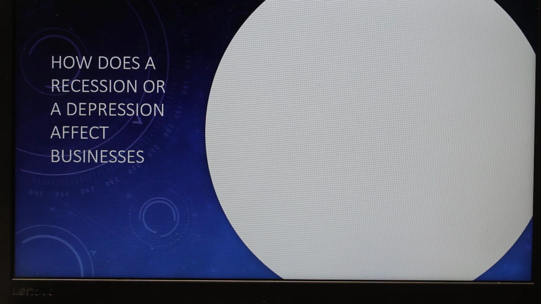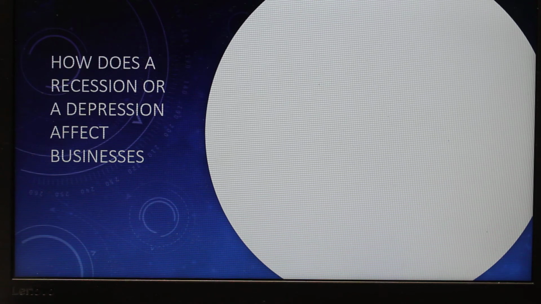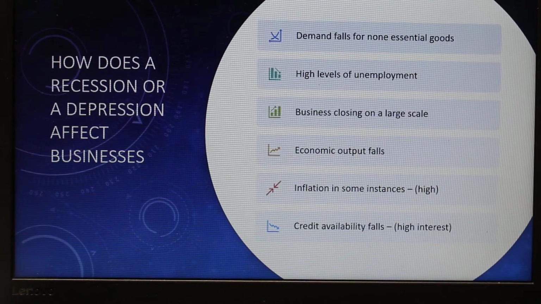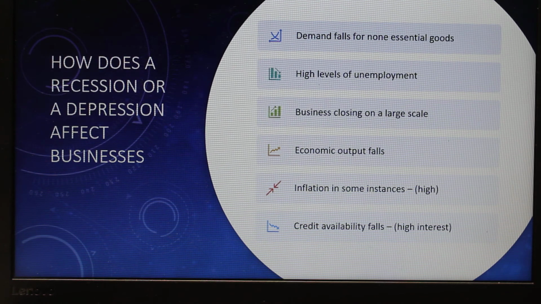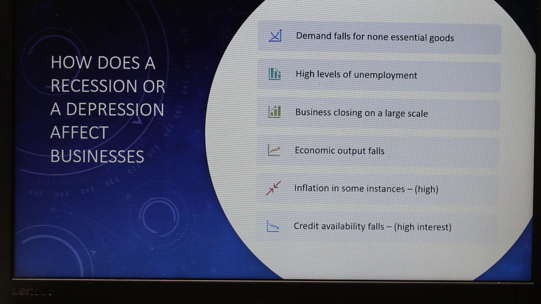How does a recession or depression affect business? Now, in terms of a recession, demand falls for non-essential goods. So there's a fall in luxury goods, etc. High levels of unemployment tend to take place. Businesses will close on a large scale, so a lot of businesses will go. Economic output will fall. Some may have low inflation, but we could also have high inflation.